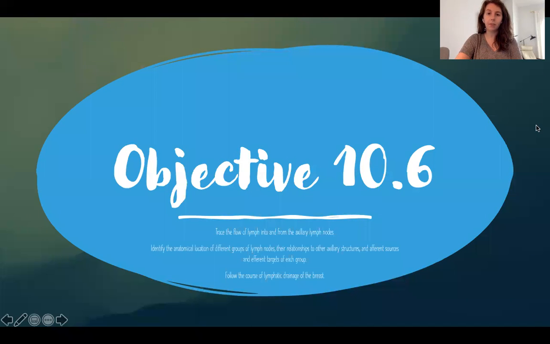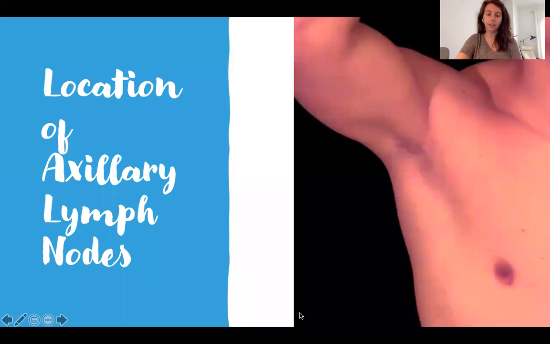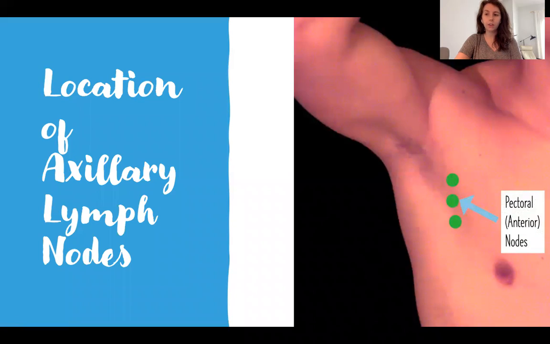Today we're going to be talking about lymph. So first, let's look at the location of the axillary lymph nodes. So first we have the pectoral or the anterior nodes, and these are located in the medial wall of the axilla against the thorax. They receive drainage from the anterior thoracic wall and most of the breast.